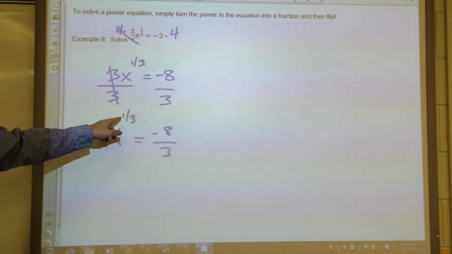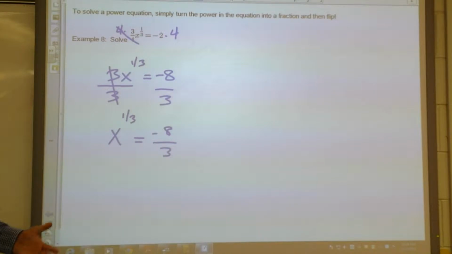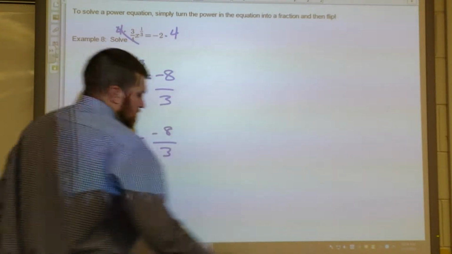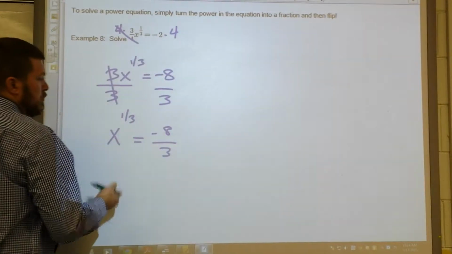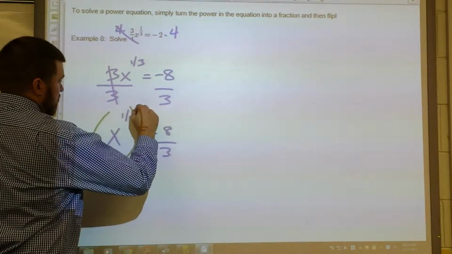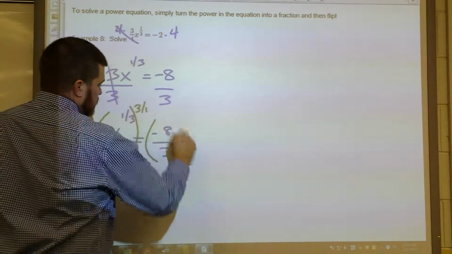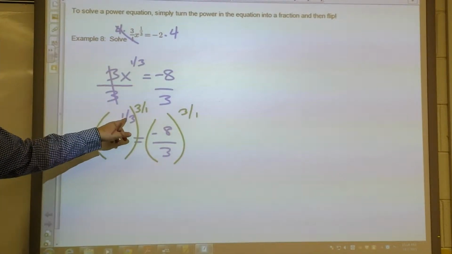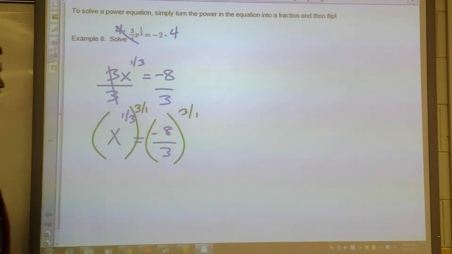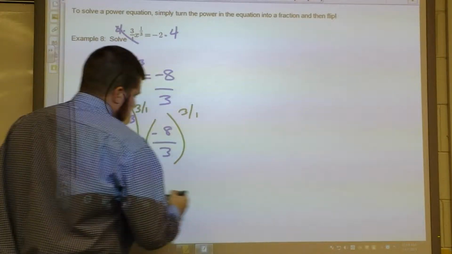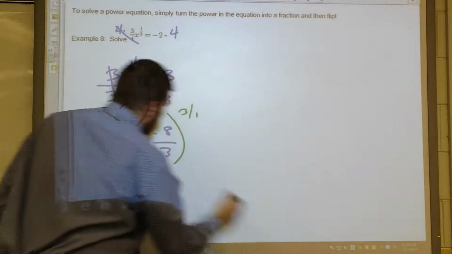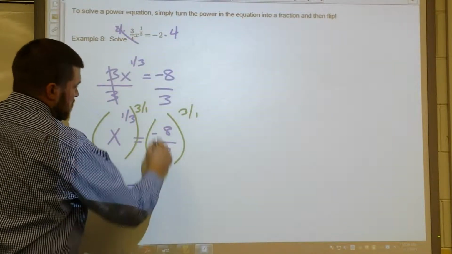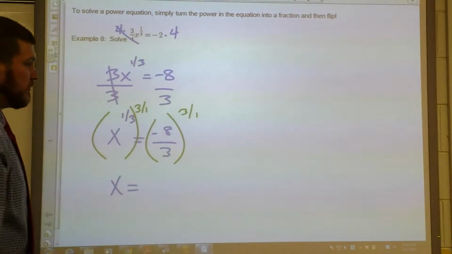Okay, great. Now, my power is a fraction. To get rid of it, I need to flip it. So that means I'm going to have to use the 3 over 1 power on both sides. Okay? When you do that, the 1/3 power and 3 over 1 power are going to cancel each other out. So I'm just left with x equals, now, -8/3 to the 3 over 1 power.